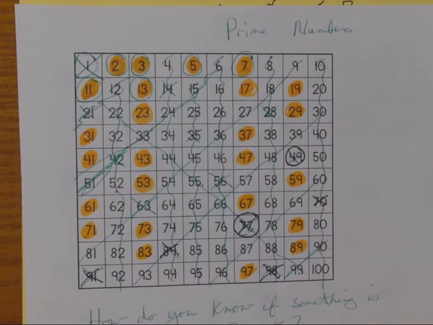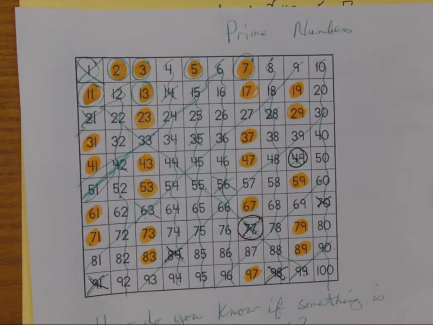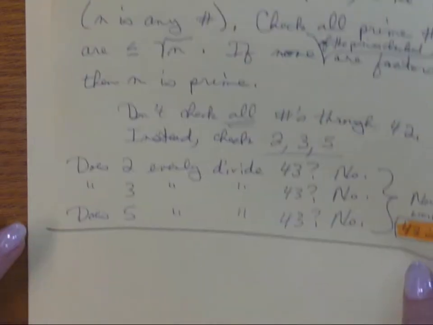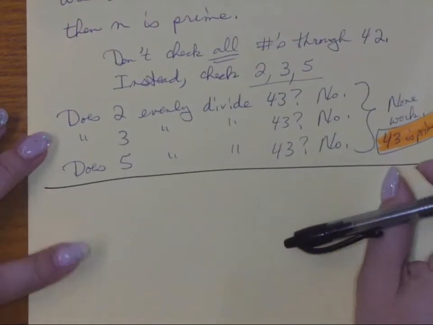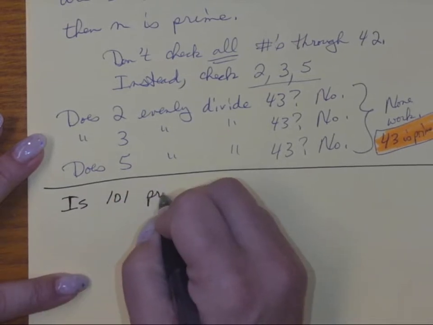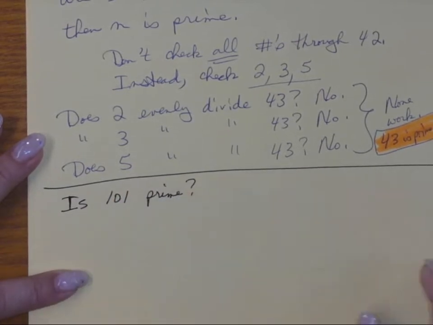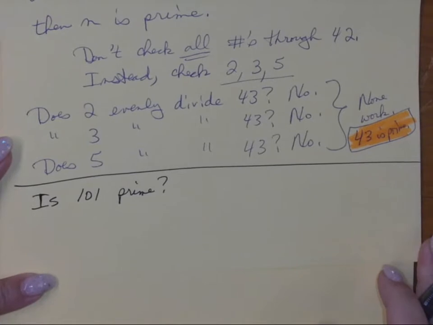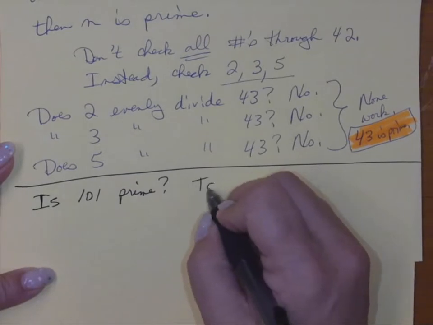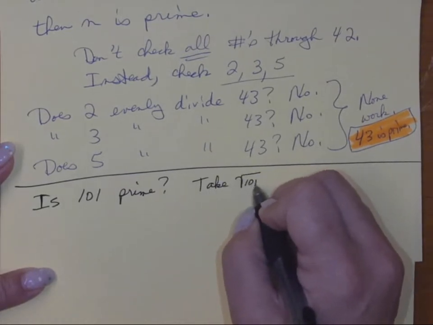the question becomes, what about 101? I've got that down here. What about 101? Can you check it real quickly and see? So I want to know, is 101 prime? Because it's off my hundreds board, so that's why I want to check it. Is 101 prime? If you're using this technique, you should take the square root of 101.